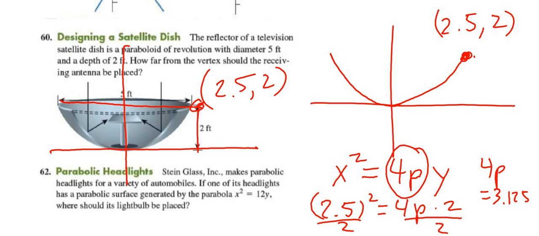.25 squared. Did I do that wrong? Oh, 2.5 squared. Oh, okay. Yeah, that's right. And then divide by 2. Yeah, I'm good. 3.125. Okay, finish that when they get back. Doesn't look like it's that hard either. Okay, so I was right. 2.5 squared is 6.25, and we divided by 2. So the value of 4p, the focal width, is 3.125.